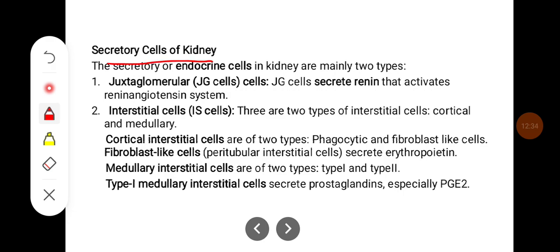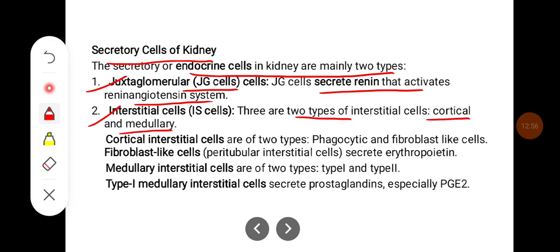Secretory cells of kidney. Secretory or endocrine cells from kidney are mainly of two types, juxtaglomerular cells and interstitial cells. Juxtaglomerular cells, or JG cells, secrete renin that activates the renin-angiotensin system. The interstitial cells, which are called ISLs, are of two types, the cortical and medullary interstitial cells. Cortical interstitial cells are of two types, phagocytic and fibroblast-like cells, where fibroblast-like cells, also called peritubular interstitial cells, secrete erythropoietin.